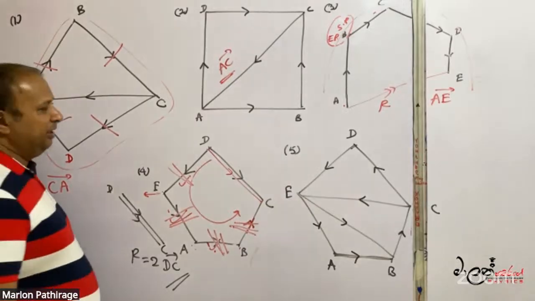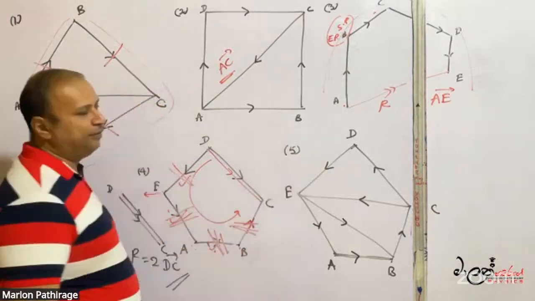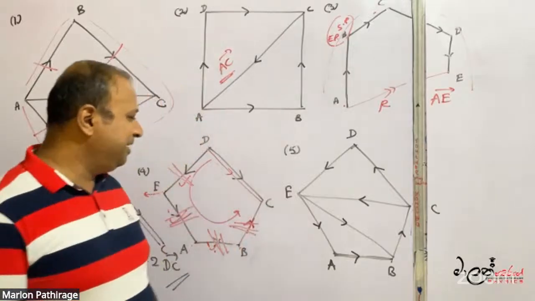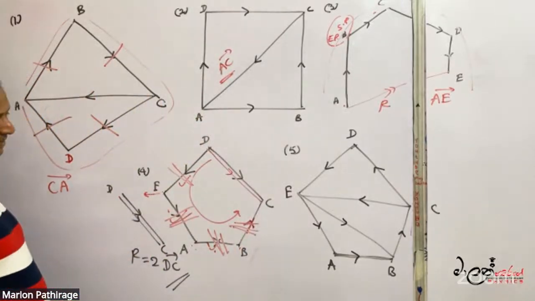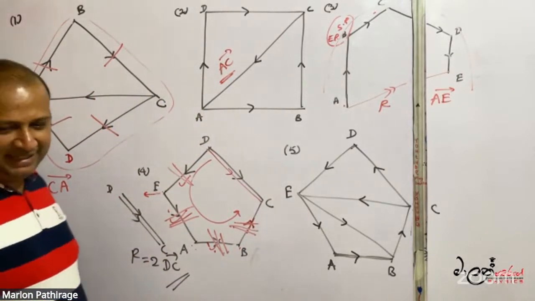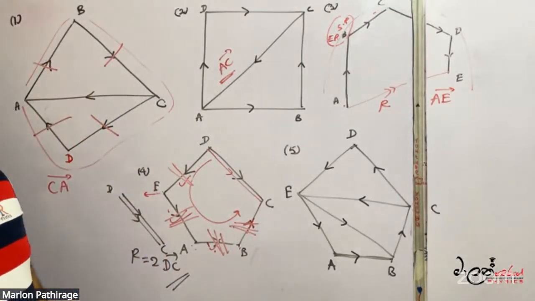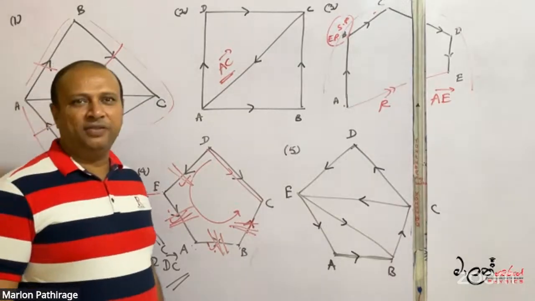Okay. Then the fifth part. What is the biggest closed loop in the fifth part? I need answers from everyone. What is the biggest closed loop in the fifth question?